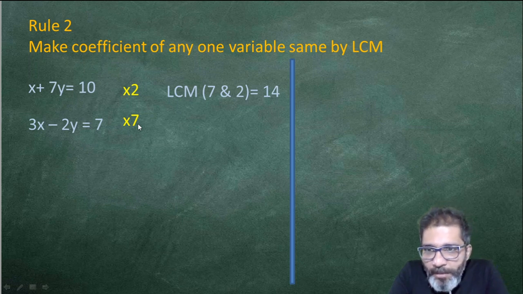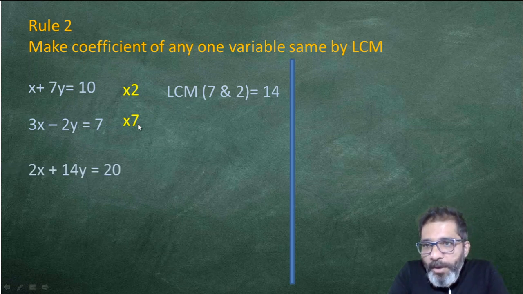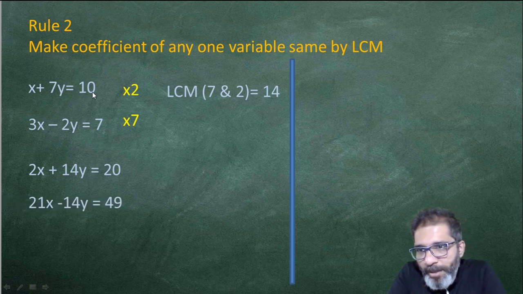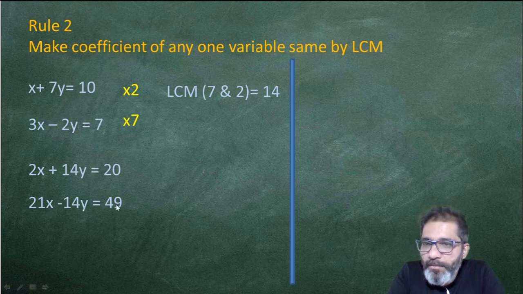Once I multiply by 2, what equation do I get? I get 2x plus 14y equal to 20. Now be careful, when you multiply by 2, you have to multiply the whole equation by 2, meaning the left hand side as well as the right hand side. The second equation we are multiplying by 7, the whole equation by 7. So I got 21x minus 14y equals 49. So this is rule number 2.